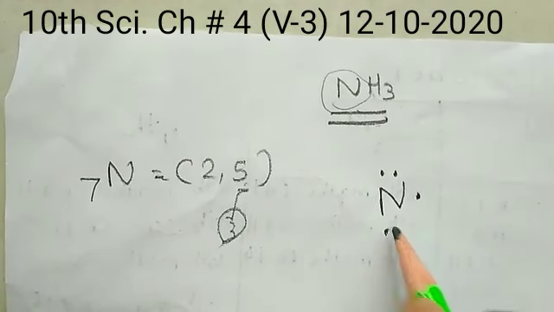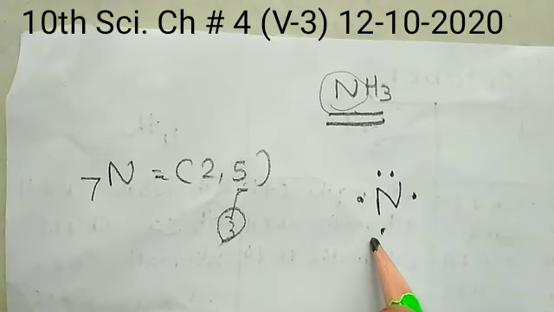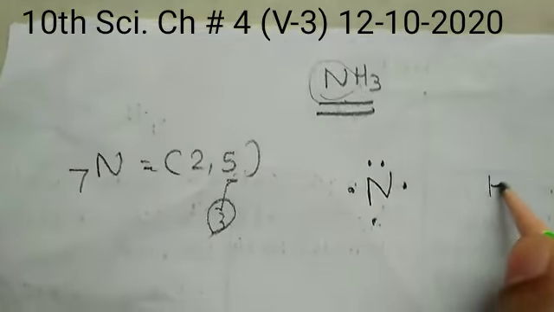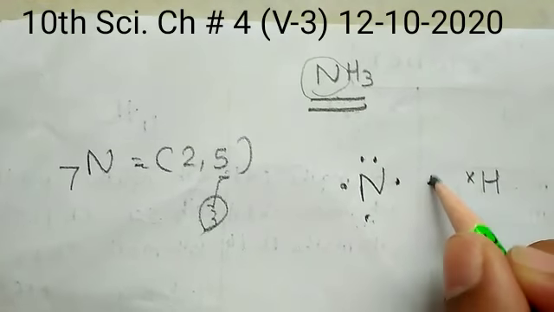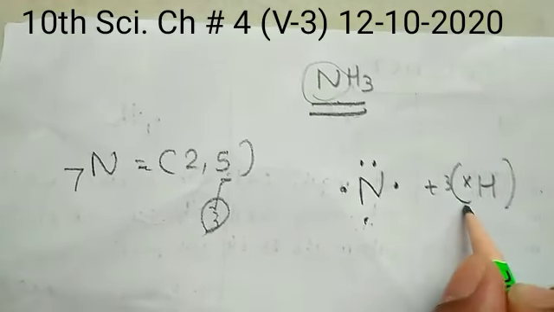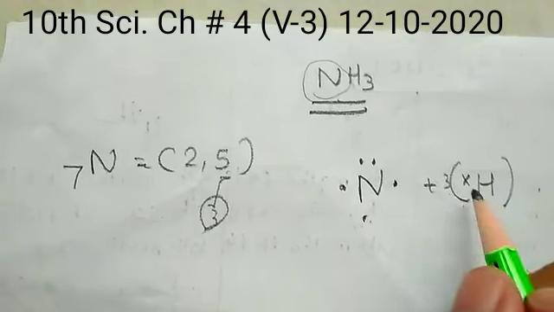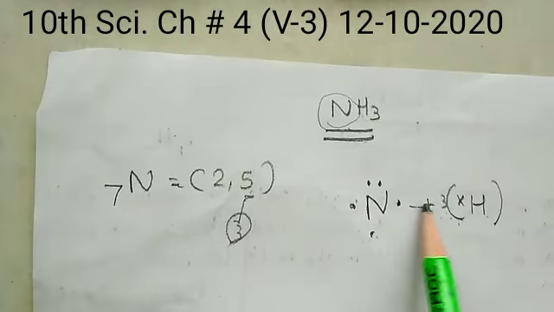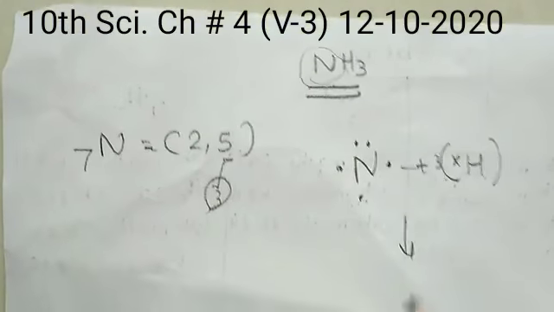1, 2 and 3 are taking part in covalent bond formation, right, with the hydrogen. Hydrogen means what? 1 electron is there, but how many do we want? 3 atoms of hydrogen are required. They will combine together, and what will it form? It will form like this.